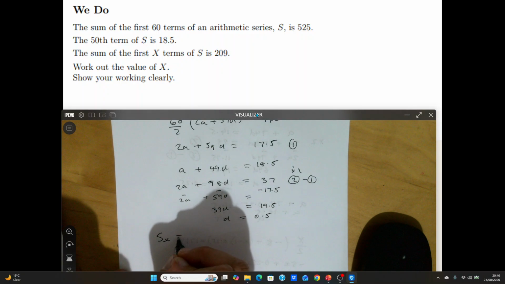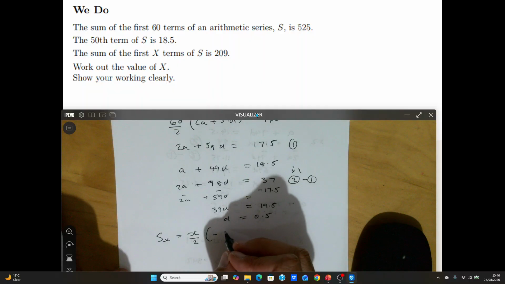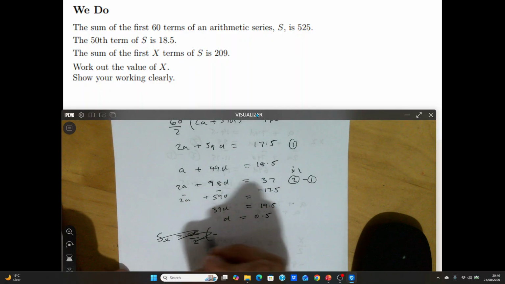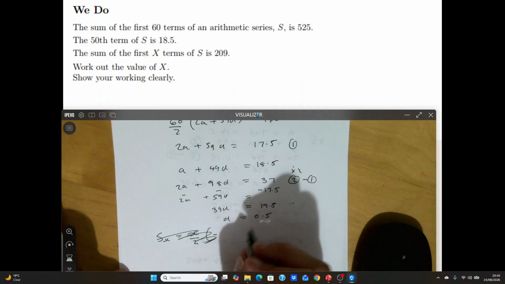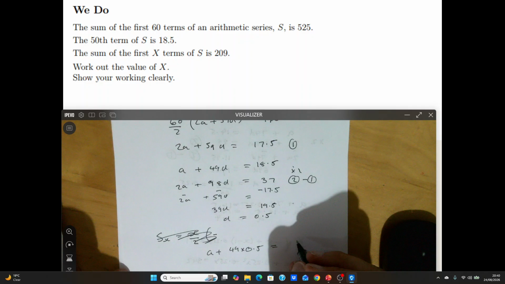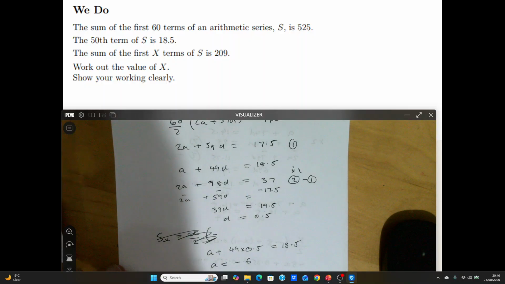S of x equals x over 2, then times minus 12, because I haven't worked out what a is yet, sorry, I have in my head. So put this in, I need to work out a, so a plus 49 times 0.5 equals the 18.5, so a goes on to equal minus 6 after you've worked that through.